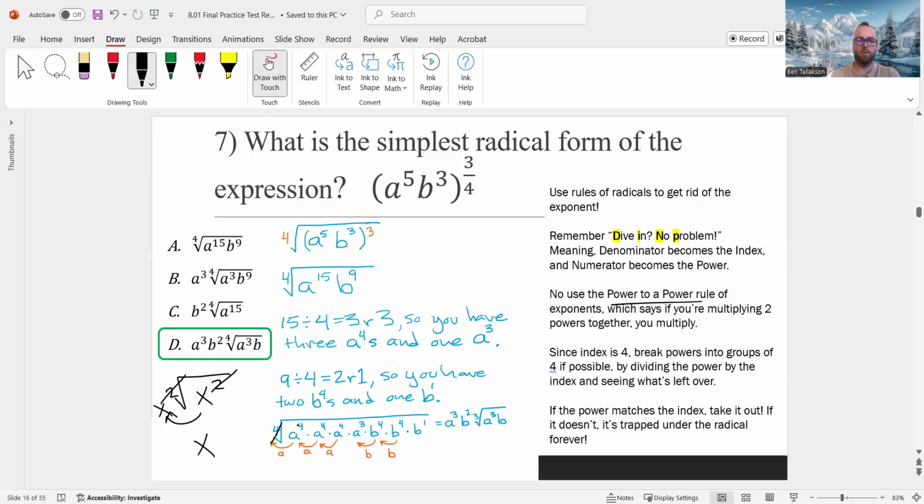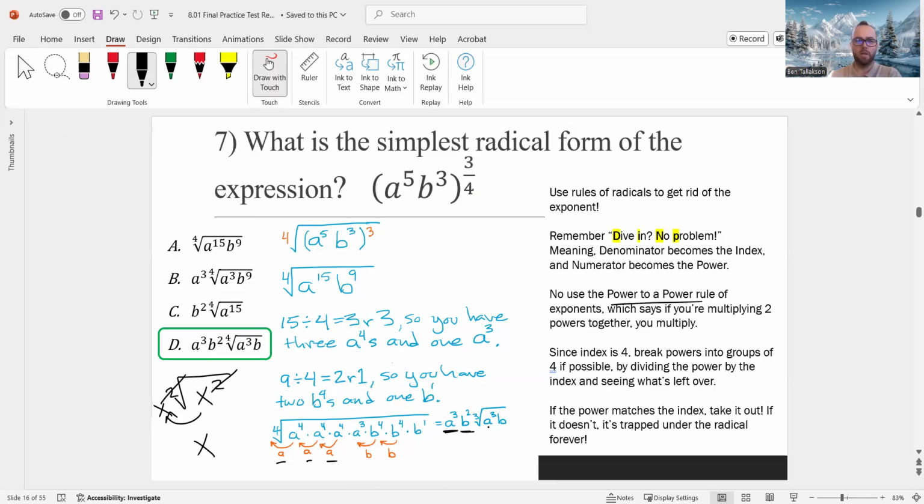If the index of 4 matches the power, you only take out 1a. Now, we're only taking out 1 at a time, but look here, we're taking actually 1, 2, 3 out, and the a to the third has to stay. Okay, and what do we do with these 3 a's? You multiply them together to give you a to the third, and then you have your b's.